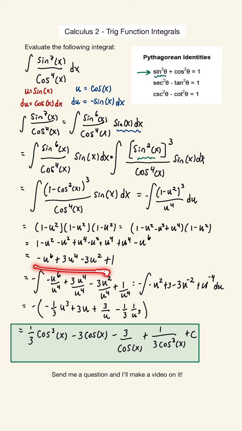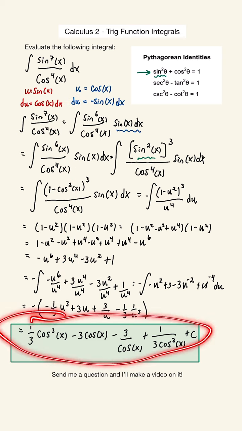Our last step is to take this divided by u to the fourth, and we'll get the following integral. Don't forget the negative sign outside of our integral. We can do this integral, very easy to do, and we'll get the following expression, and we can then plug our u, cosine of x, back in for u and get the solution to our example problem.